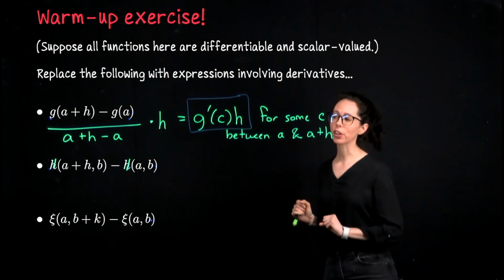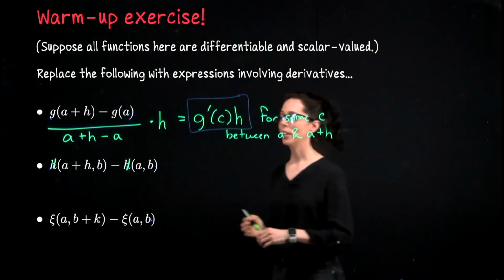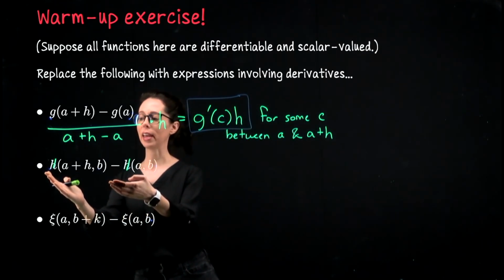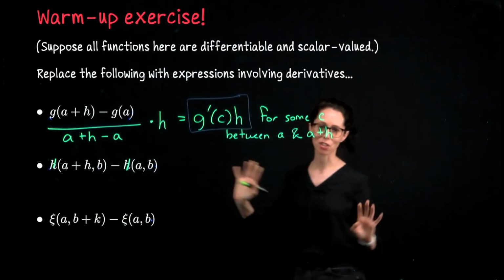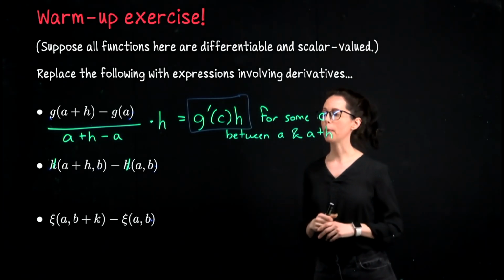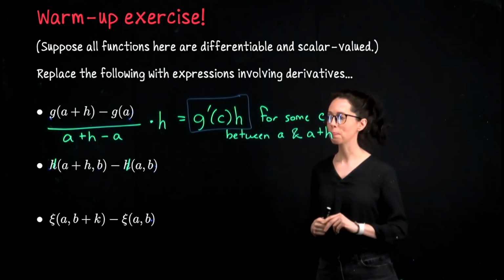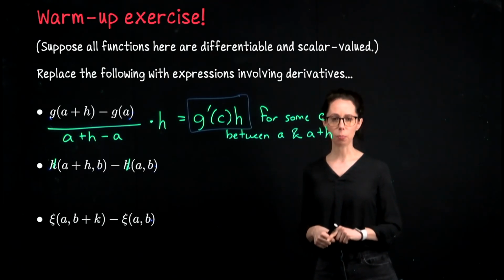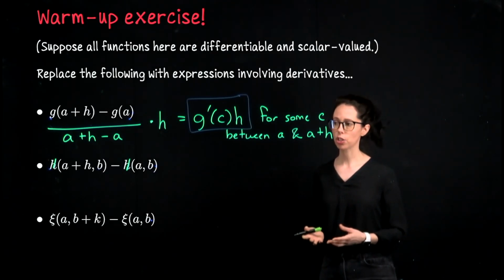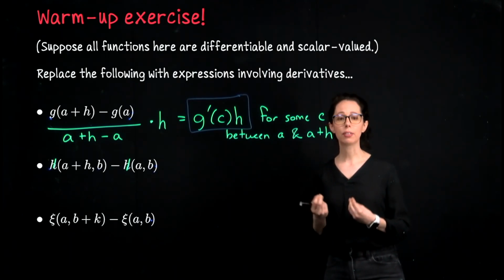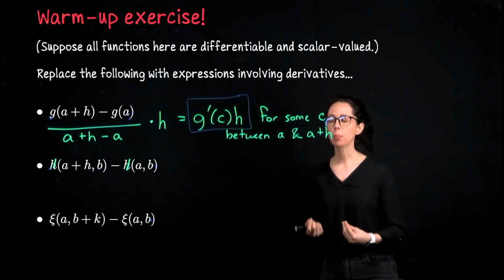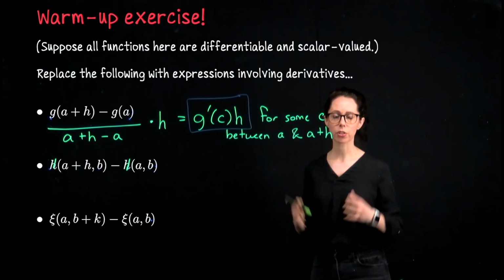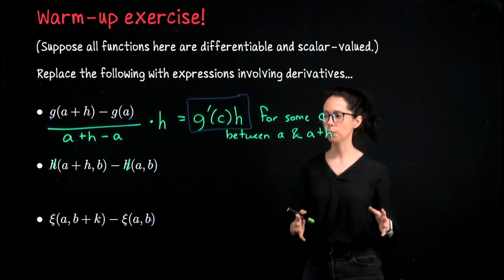First, my apologies for overusing the letter h. The function was named little h, and then the input is a plus h. It's a different h. So I've changed the name of this function to capital H. I hope that's okay. Just like in the first example, we have a difference in outputs for the function capital H. So it's a change in function values. We want to replace it with some kind of rate of change. So going from a change to a rate of change.